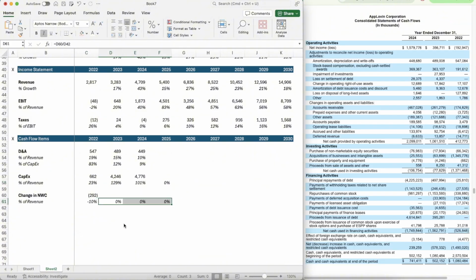Again, normally the change in net working capital on a more mature company is about 1% of revenue. Capex and DNA usually no more than 4 or 5%. So yeah, this is very interesting.